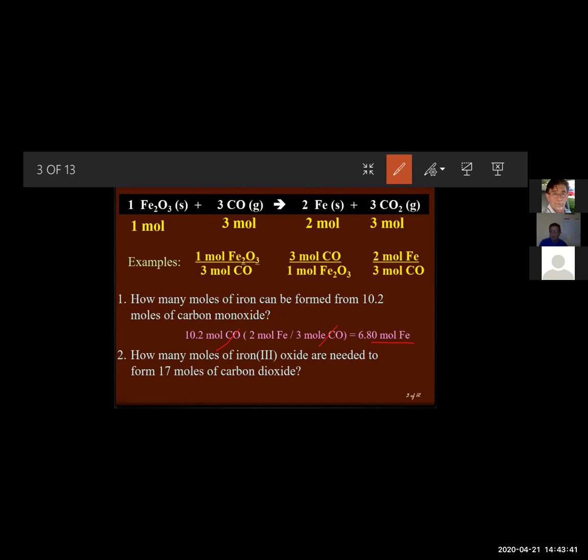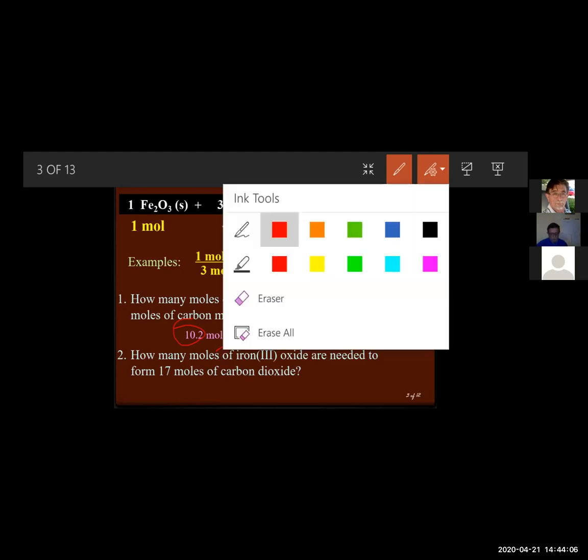Okay? Now it's a matter of doing the math and taking 10.2 times 2 divided by 3 would give you 6.80 moles of iron. Be aware of your sig figs. I got 3 sig figs here, 10.2, so my answer should have 3 sig figs. Okay? All right, now let's take a look at the second problem.